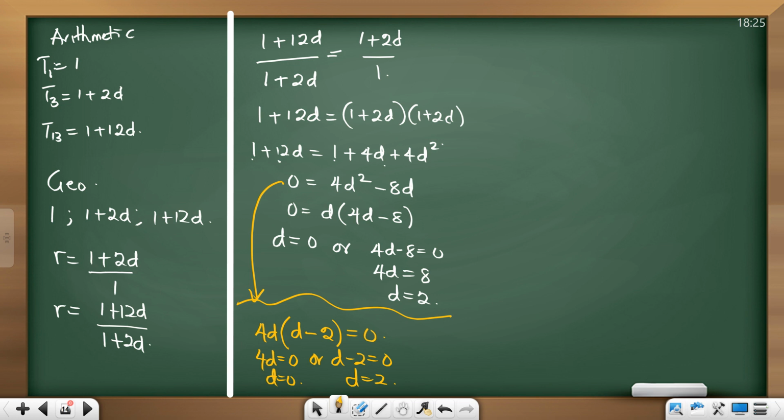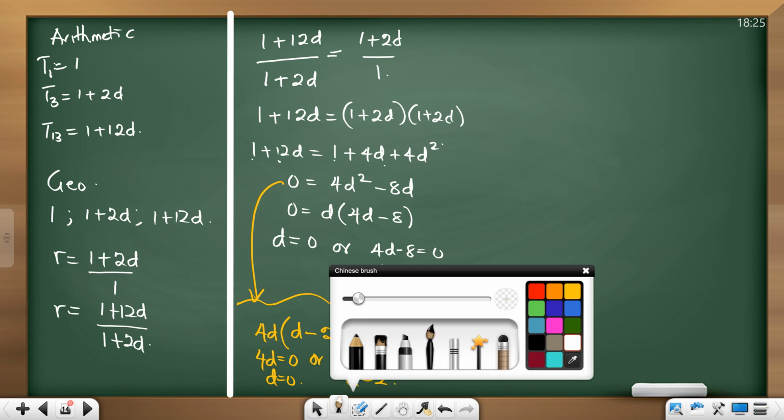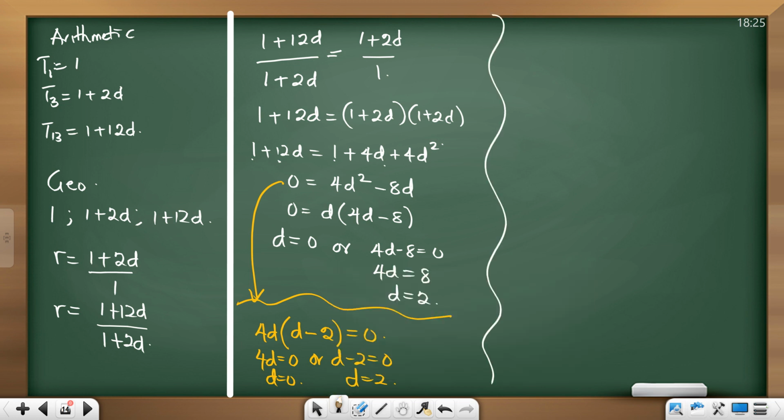But we're not done. We're looking for r. But we know r equals 1 plus 2d. So r equals 1 plus 2 multiplied by 0. What is r? 1. Or r equals 1 plus 2 times the other d value, 2. So r equals what? 5.